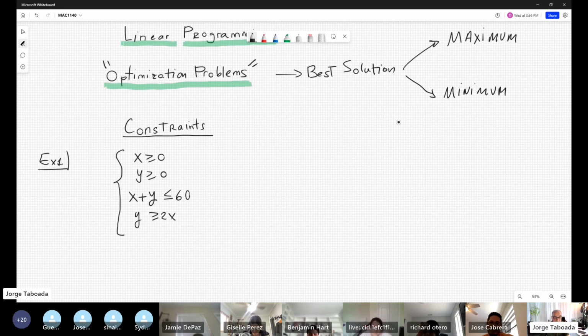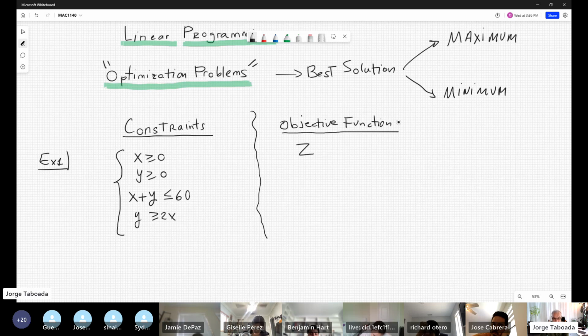And we have another equation, that is the objective equation. Objective function is more proper name. I don't know why. Normally it's called Z, capital Z, the dependent variable, and depending of the x and y. For example, 250x plus 150y. And that's it. Now I need the specification, the thing you want to maximize. Suppose maximize.